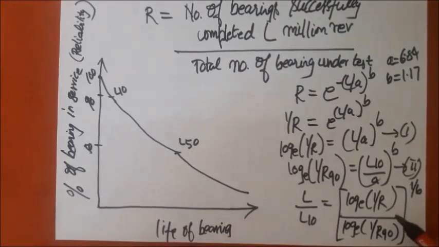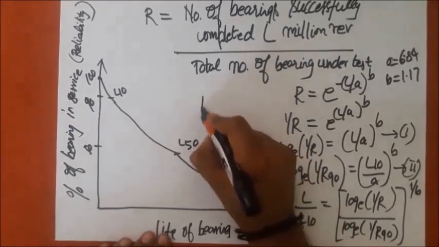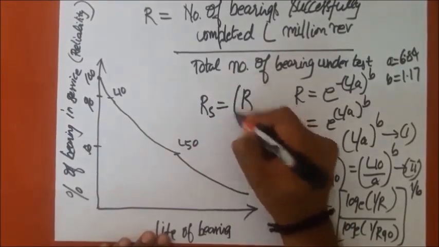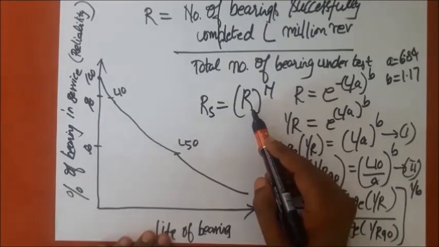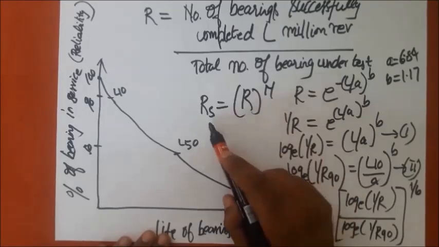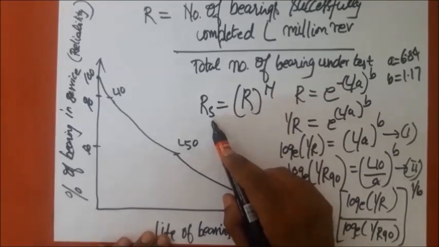So whatever may be the reliability, it may be 91%, 94% or 80%, we will get the particular life for that bearing if we know the L10 life for that bearing. So this is the relationship between reliability and life. Now suppose there are n bearings in a system, each having reliability R, then the reliability of the complete system is given as Rs equals R raised to n, where R is the reliability of the individual bearing, n is the number of bearings, and Rs is the total reliability of the system.